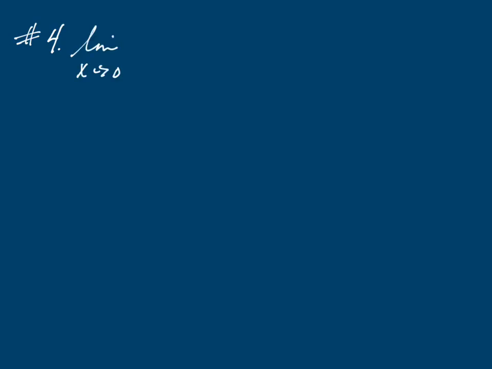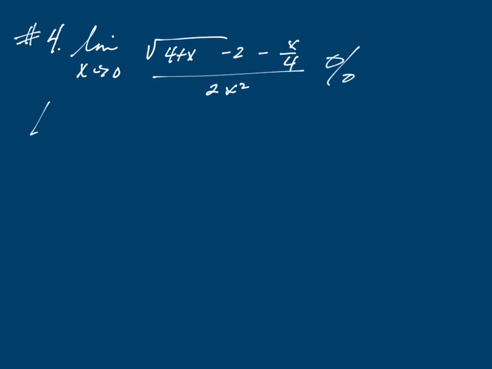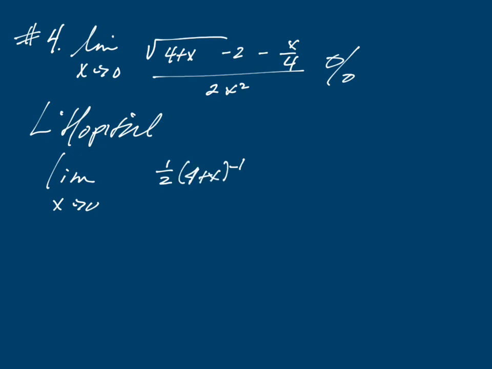Limit as x goes to 0 of the square root of 4 plus x minus 2 minus x over 4, over 2x squared. So it would be the square root of 4, which is 2, minus 2, and then I have minus 0 over 0. So 0 over 0, I can apply L'Hopital, and I get the limit as x goes to 0 of, remember what this was, 1/2 times 4 plus x to the negative 1/2. Can't write today. And then minus 0, and then minus 1/4, because that's 1/4 x, right? All over 4x. Okay, this is still going to be a 0 on the bottom. Let's see what we get on the top.